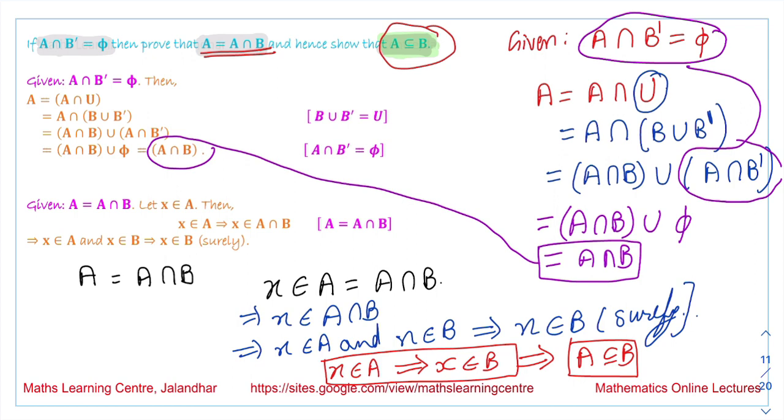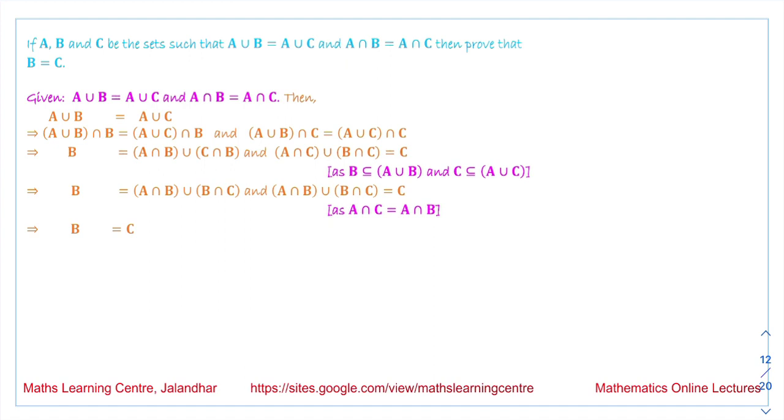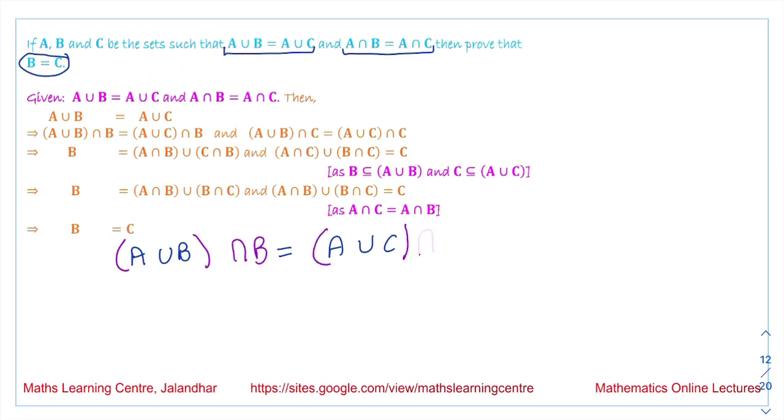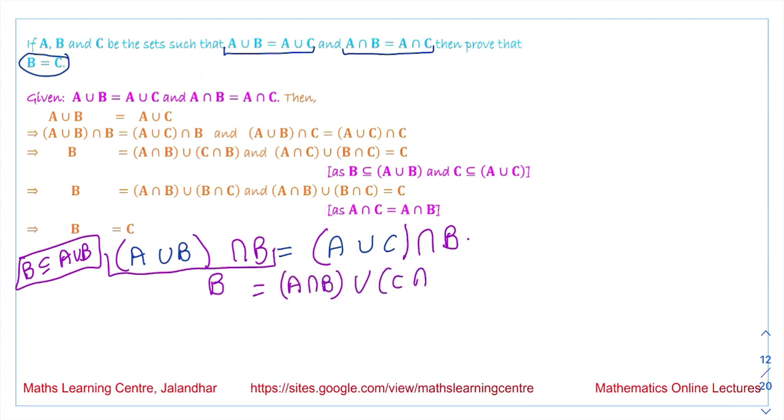Now the next result that we have to prove is that if A, B, C are sets such that A union B is equal to A union C, and A intersection B is equal to A intersection C, then B is equal to C. So we start with the condition that A union B is equal to A union C. Now if we take the intersection with B on both sides, B will be a subset of A union B, so this term will be equal to B, and this is equal to A intersection B union C intersection B.